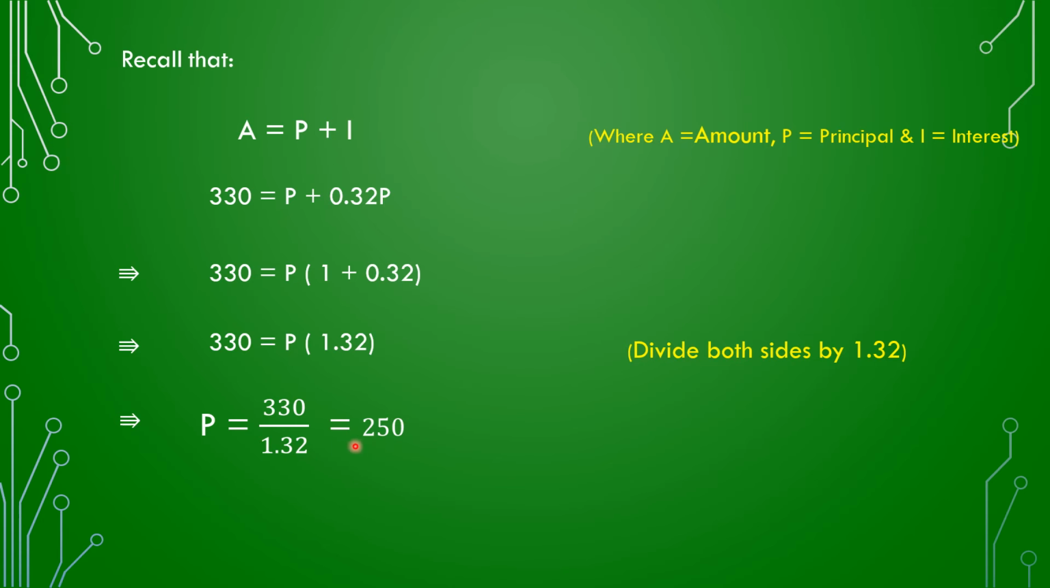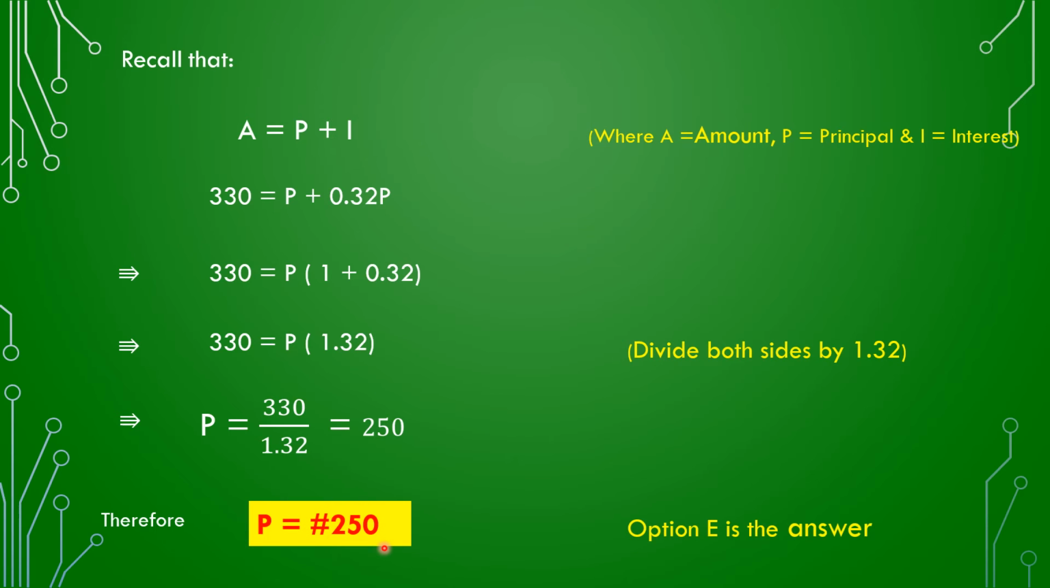Going further gives this as 250. From the equation, we have that our principal P is 250 naira. So our option E is the answer.